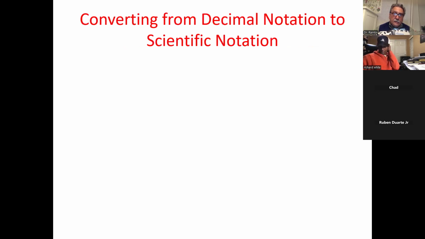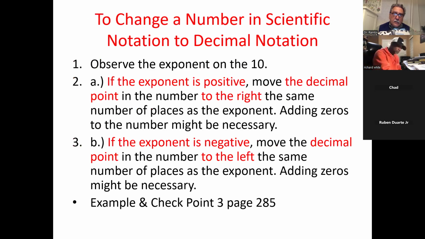Let's look at page 285. Example number 3. We have 2.6 times 10 to the power of 7. You see that? That's page 285, example 3. We want to convert this scientific notation to decimal notation. The exponent is positive, plus 7.